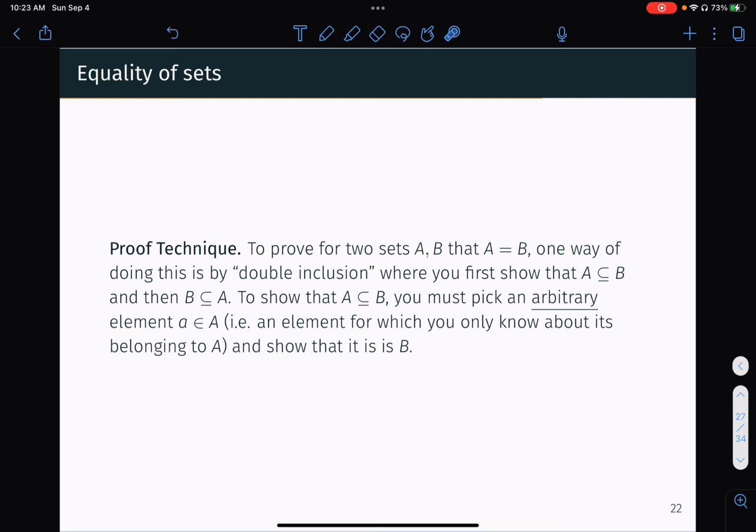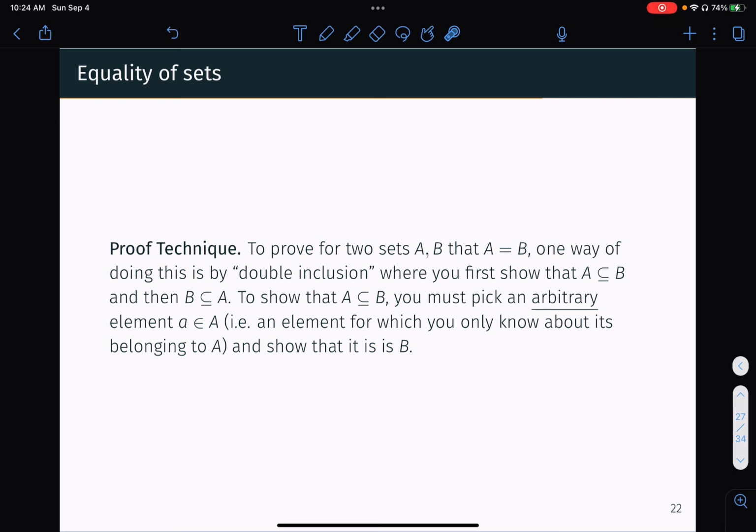So, to prove that for two sets A and B, you have that A is equal to B, one quote unquote straightforward way of doing this is by double inclusion. This proof technique of double inclusion just consists of first showing that A is a subset of B, and then showing that B is a subset of A. And how do you show inclusion? So this is by double inclusion, but how do you even show just one inclusion?